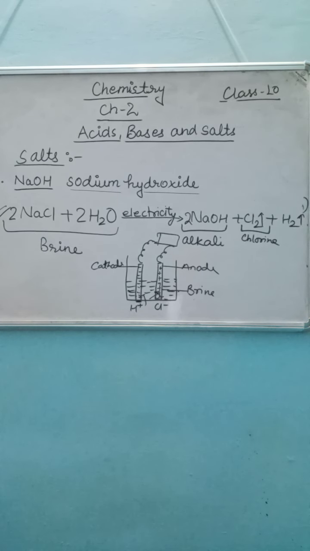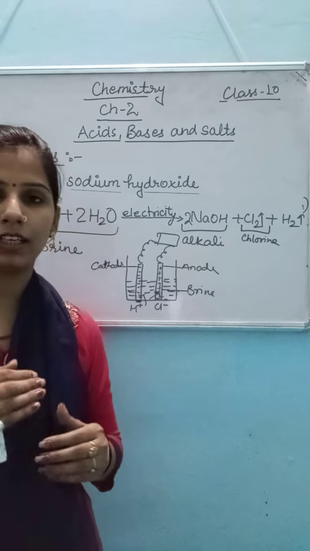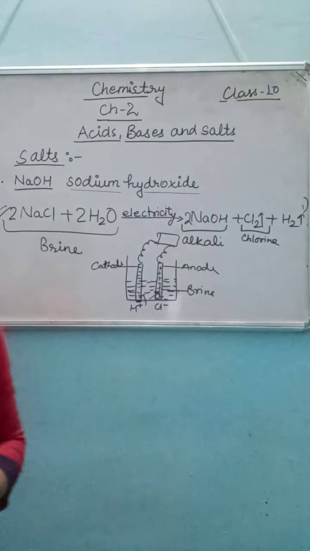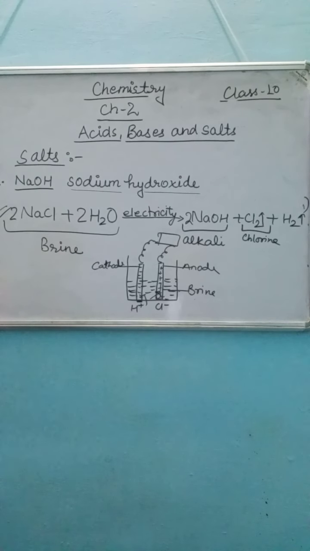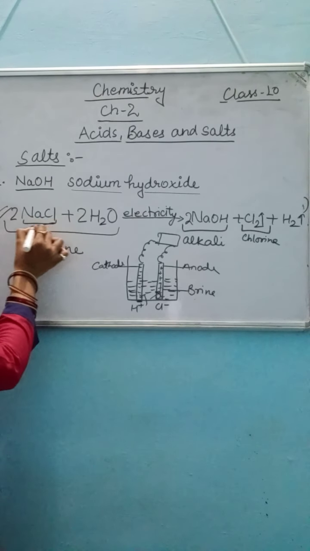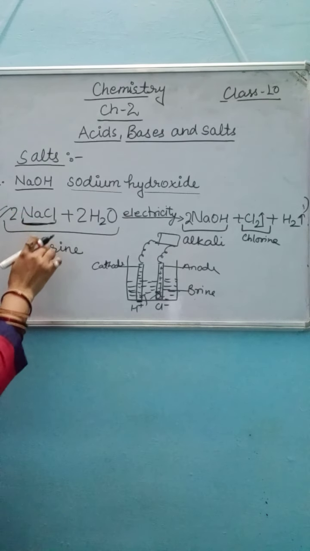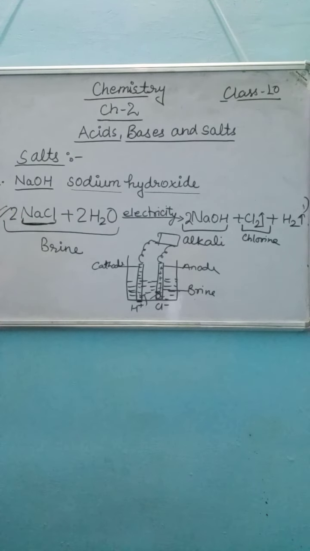Mainly sodium hydroxide is used in degreasing metal. Suppose metal substances have grease present, NaOH is used to degrease the metals, in the soap and detergent industry, in paper making, and in the artificial fiber industry. So this is all about sodium hydroxide, in which NaCl is used as a raw material. This is common salt. NaCl is used as a raw material for the production of sodium hydroxide.